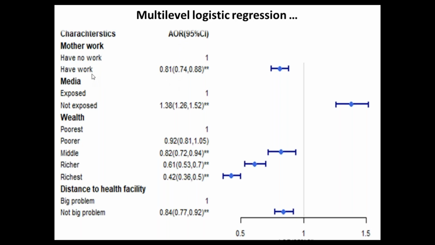This indicates that children from mothers who have no work are about 19% more likely to suffer from inadequate minimum dietary diversity compared to children whose mothers have work, and so on.